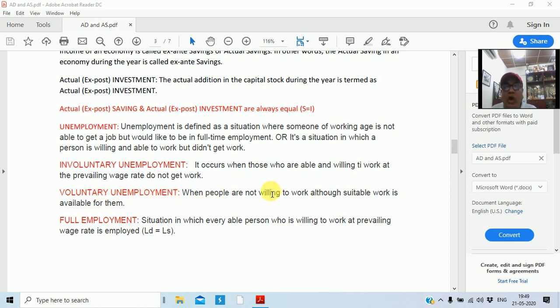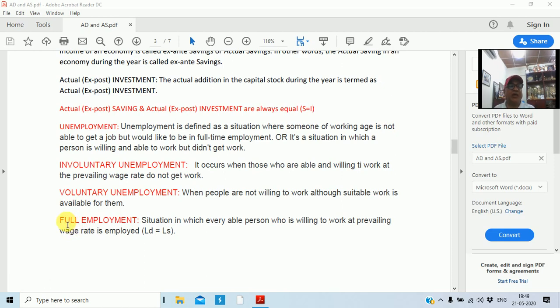When people are not willing to work, although suitable work is available for them. Work is there, jobs are there, but at the existing or prevailing wage rate, they are not willing to work. What will you call them? Voluntary unemployment. They are unemployed by their wish.